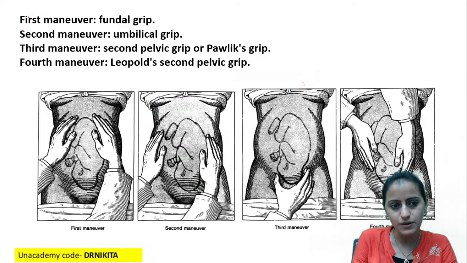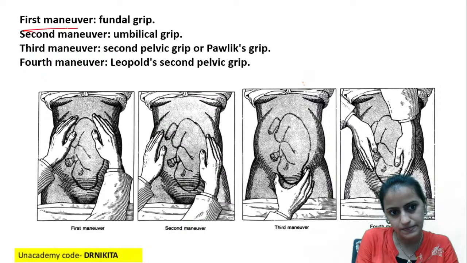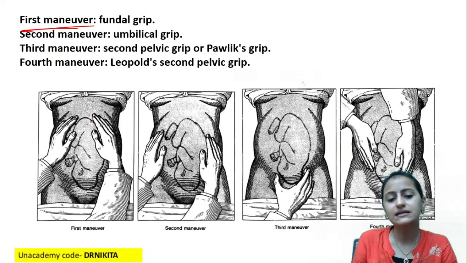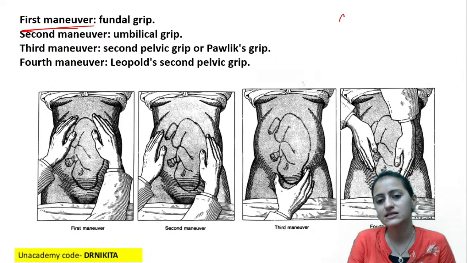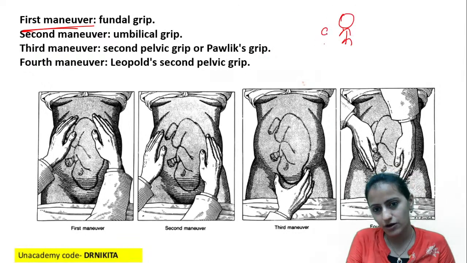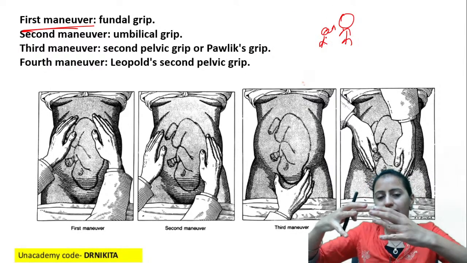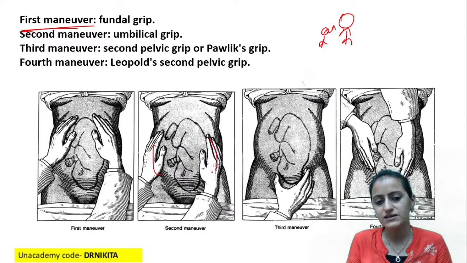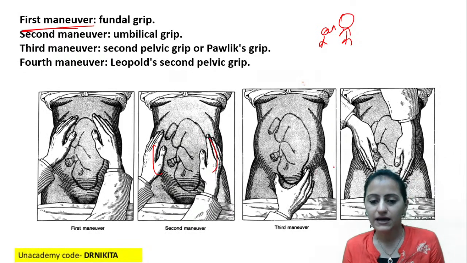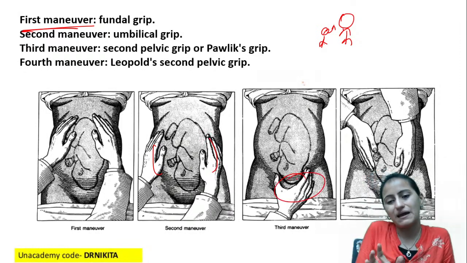The first one is your fundal grip. Start from the top with the grips. You are facing towards the patient's head and you start from the fundus. So first you have the fundal grip, then you have the lateral or umbilical grip, and then the third one, where you come to the pelvis.